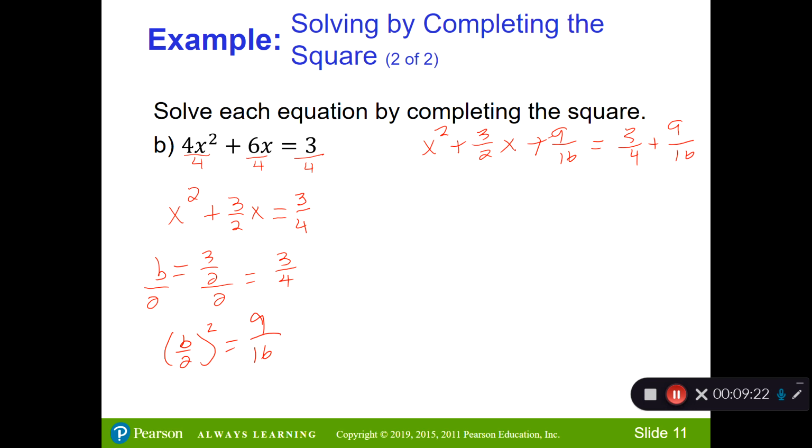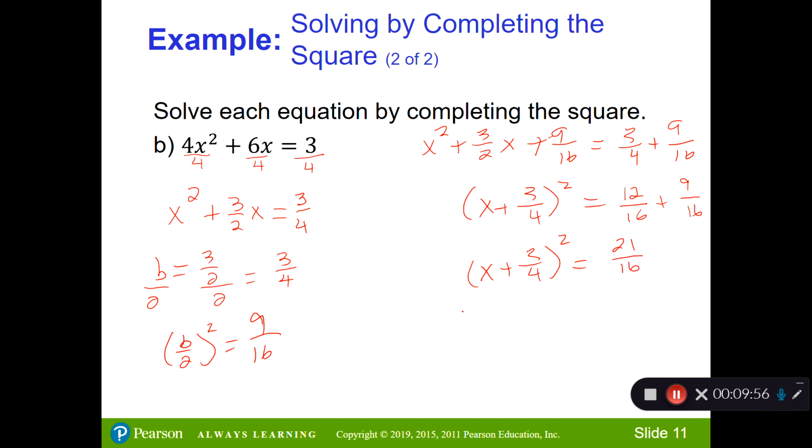Now this, remember, always factors into x plus your b over 2 term squared. So this is x plus 3/4 squared. Notice when I'm working with fractions and decimals, it's much easier to remember that rule than it is to actually do the factoring. To add these two together, I need a common denominator. So I'm going to multiply this fraction by 4 over 4 to get a like denominator: 12 over 16 plus 9 over 16. So I would have x plus 3/4 squared equals 21 over 16.